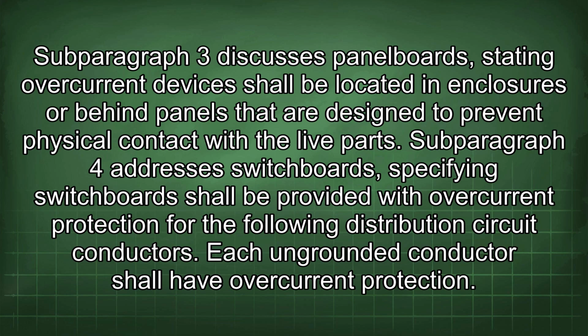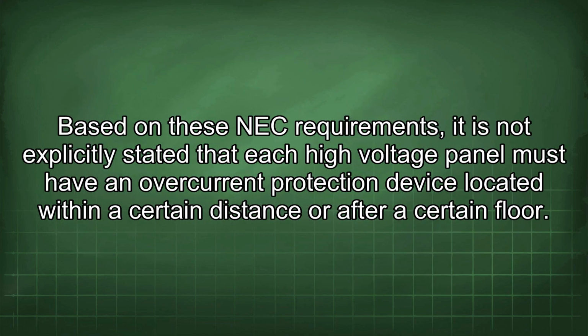Subparagraph 4 addresses switchboards, specifying switchboards shall be provided with overcurrent protection for the following distribution circuit conductors. Each ungrounded conductor shall have overcurrent protection. Based on these NEC requirements, it is not explicitly stated that each high-voltage panel must have an overcurrent protection device located within a certain distance or after a certain floor.